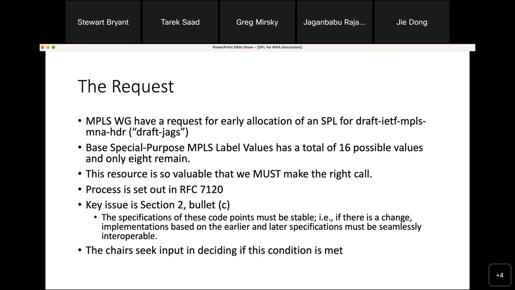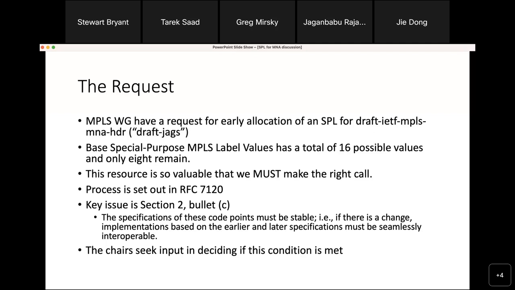So we have a request. The request that we have is an early allocation of a special purpose label for the M&A header draft, formerly known as draft JAGs, or colloquially known as draft JAGs. Now, the problem is that this is a base special purpose label request, and there are only 16 possible values, and of those 16, only 8 remain.